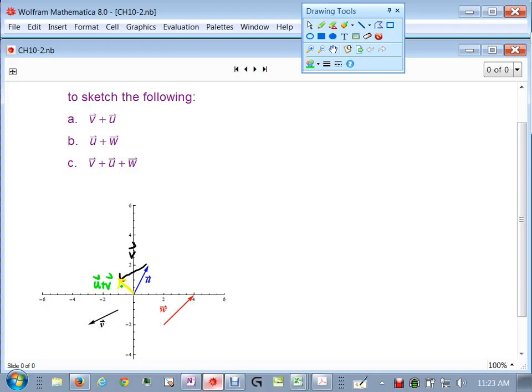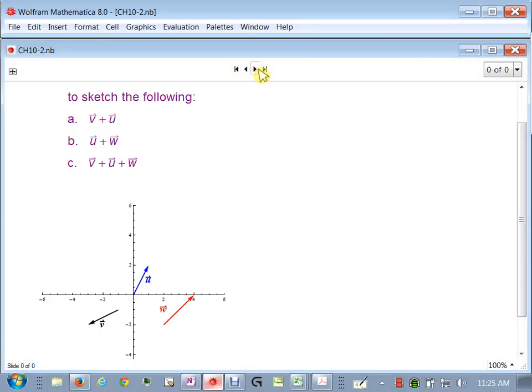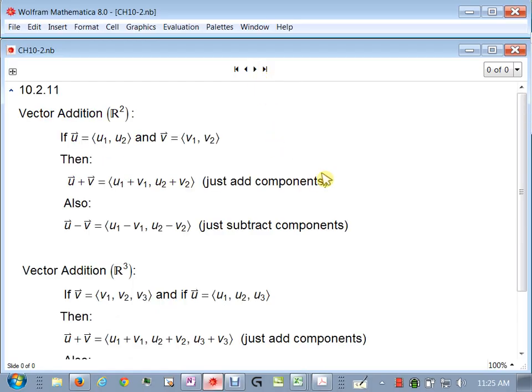So what would happen if you do three vectors added together? You do tip to tail, just all of them in a row. And again, it wouldn't matter which one you put first. Questions on this or not? All right, now that's how you add vectors geometrically.